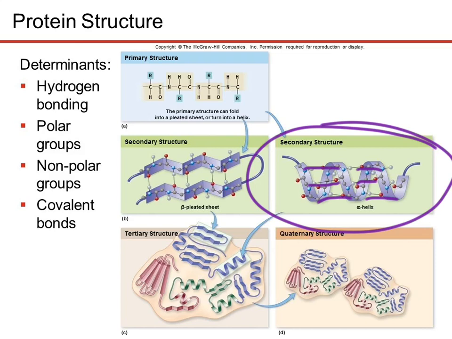And then if you get multiple polypeptides coming together that are already formed, and now you've got two or more polypeptides coming together, that's called quaternary structure. Again, all of those are going to be held together by charge-charge interactions of the types of bonds that we just talked about. And those are all very important biologically.